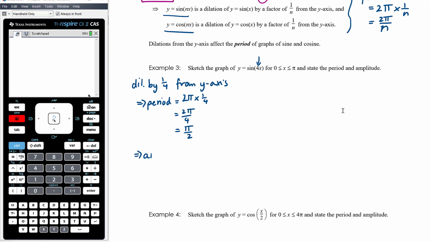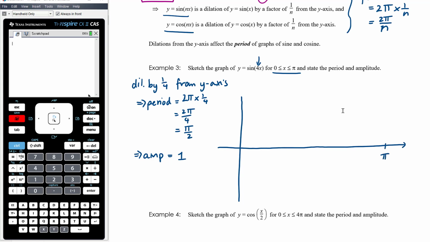Amplitude has been unchanged here, there's no number at the front, so amplitude is still 1. Okay, so we want to draw this graph from 0 to pi, and the period is pi on 2. So we're going to see 2 complete sine curves over this domain. No translation up or down, so everything's nice and symmetric about the x-axis, so we want to keep that in the middle. Alright, we're going from 0 to pi, and that's 2 complete periods. So one period is pi on 2.